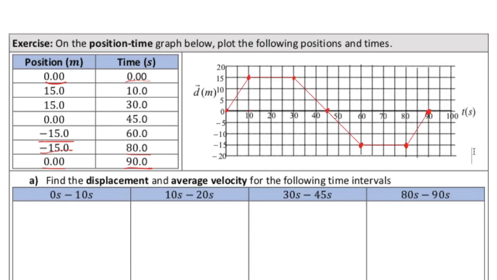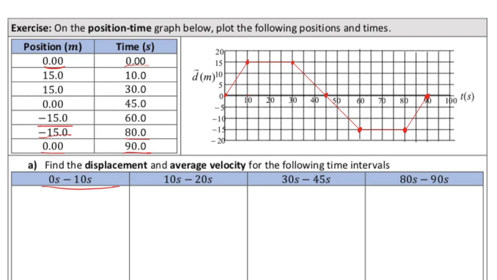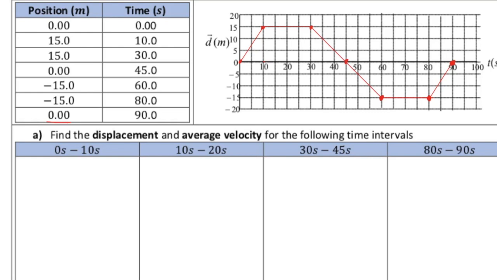So the next step, what we need to do is we need to calculate the displacement and average velocity for the following time intervals. So between 0 and 10 seconds, 10 and 20, 30 and 45, 80 and 90. So focusing on our first segment, we're going from 0 seconds to 10 seconds. So it's this little segment right here. So from 0 to 10. So our initial time is 0, our final time is 10, and our initial position is 0, and our final position is 15. So to calculate our displacement, that's equal to our final position minus our initial position.